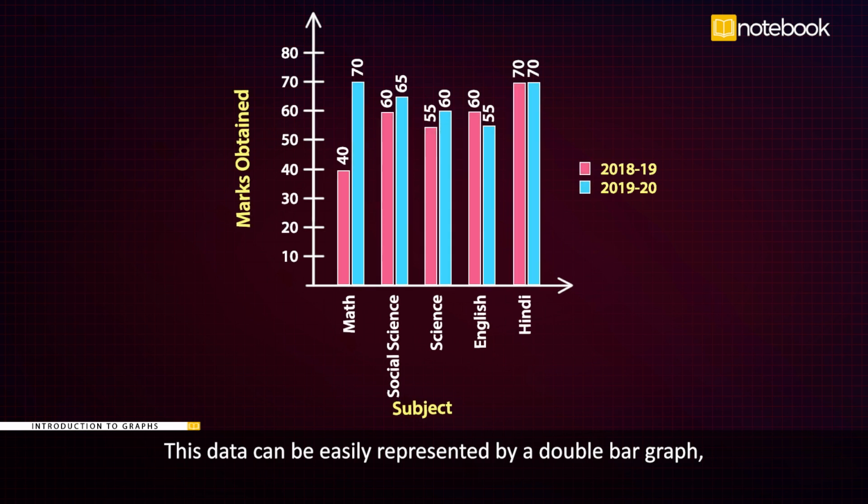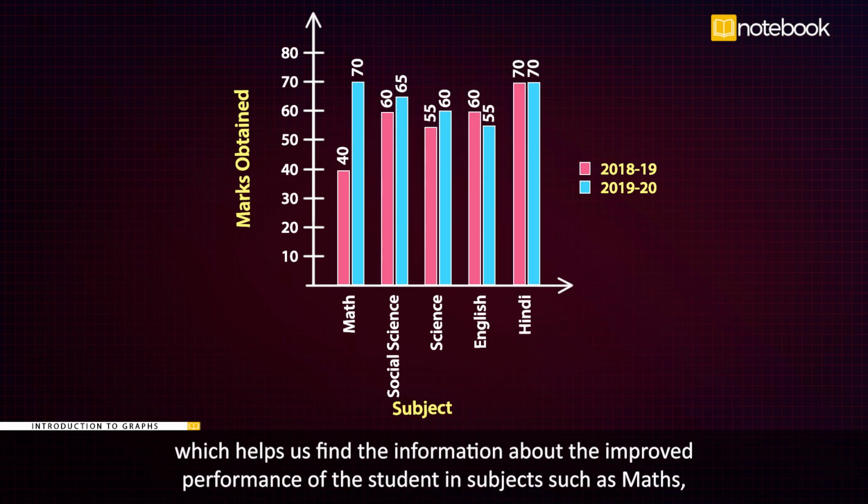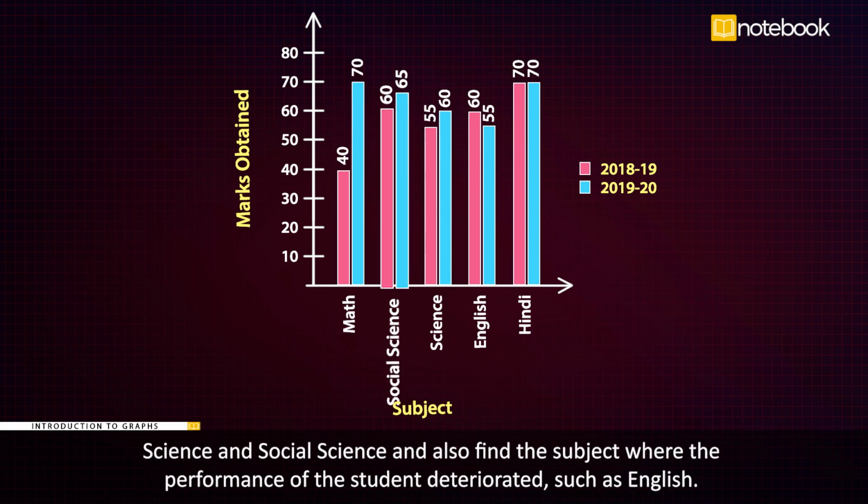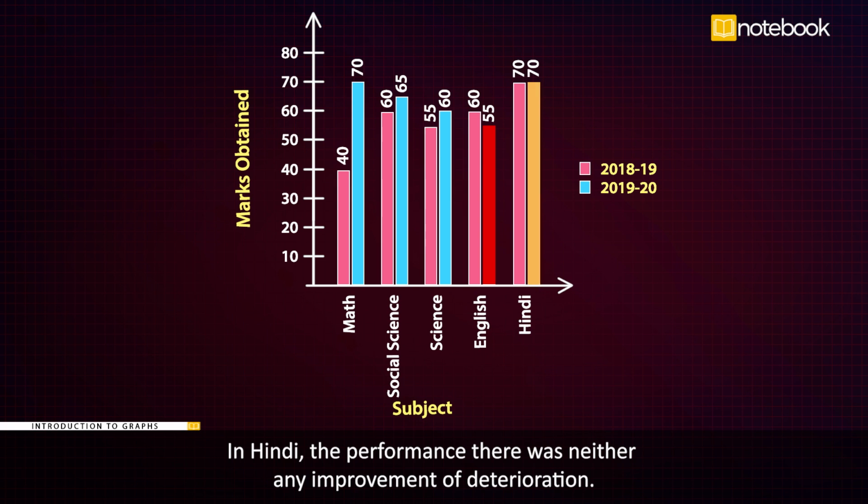This data can be easily represented by a double bar graph, which helps us find the information about the improved performance of the student in subjects such as Math, Science and Social Science, and also find the subject where the performance of the student deteriorated, such as English. In Hindi, the performance was neither any improvement or deterioration.